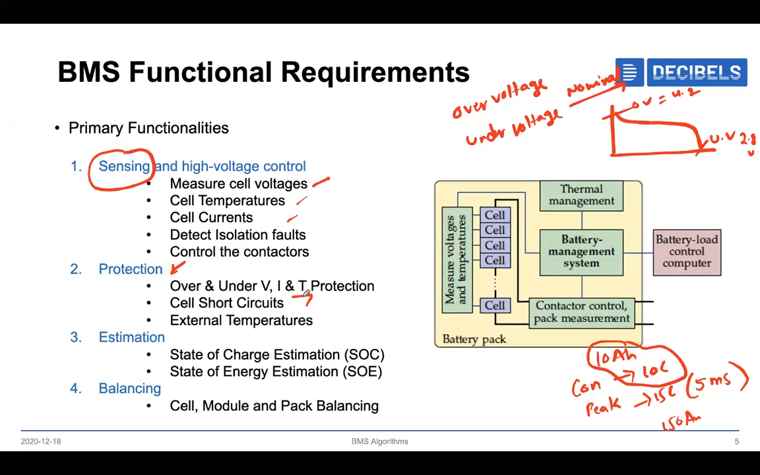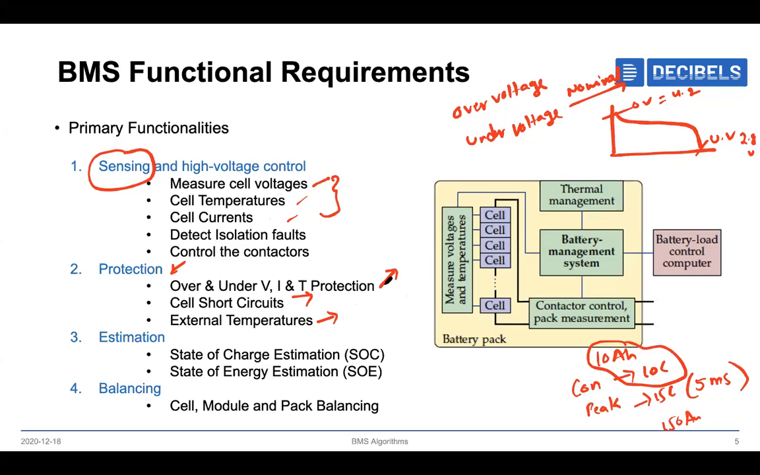And the other two important things are cell short circuits and external temperatures. Okay, so these are secondary protections. External temperature solely depends upon environment conditions, so we are not going to discuss that, but when I'm explaining the algorithms, I'll try to explain these three points, which are cell voltages, cell temperature, and cell currents. And these three things are the voltage, current, and temperature protections.